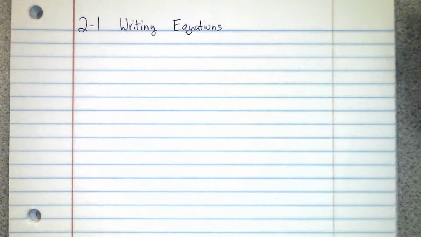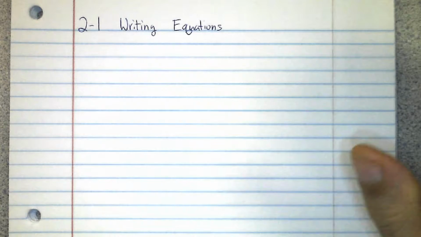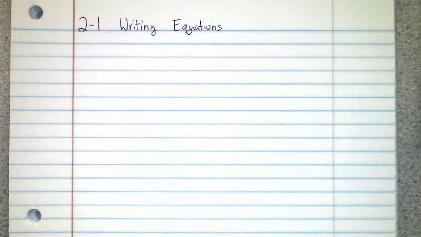Alrighty, boys and girls, this is Chapter 2, Section 1, Writing Equations. Now, the good news is that as long as you understood everything from Chapter 1, Section 1 and 1-2, that was translating algebraic expressions into verbal expressions and verbal expressions into algebraic expressions, you should understand this perfectly. In fact, the only new thing in this section is the equal sign. That's the difference between an algebraic expression and an equation.